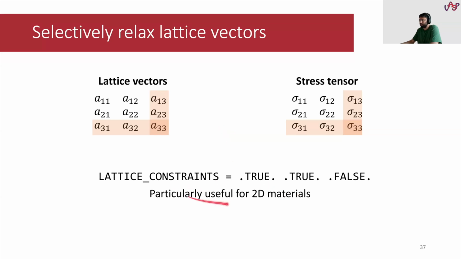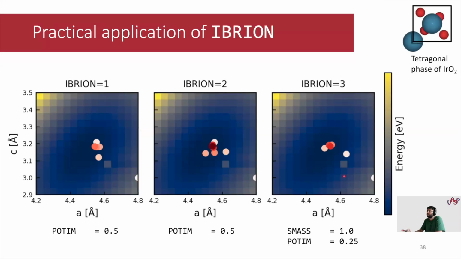And this is, as I mentioned, particularly useful for 2D materials where you don't really want one axis to change. And that's pretty much all you need. You're good to go in that context. And the final summary of everything we've discussed so far in terms of the different IBRION.